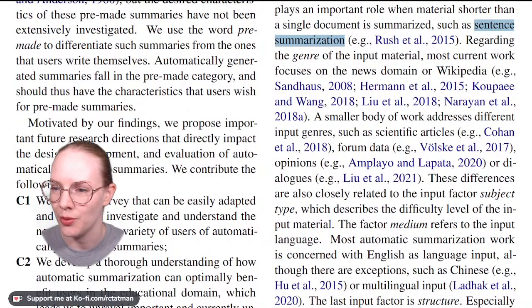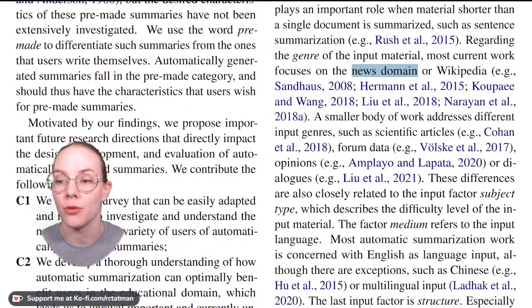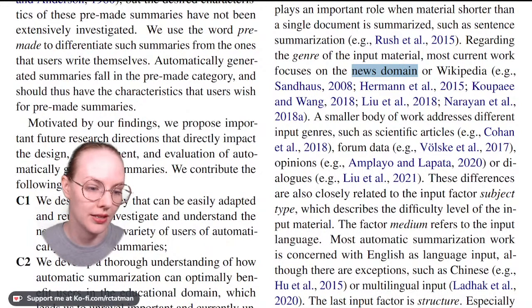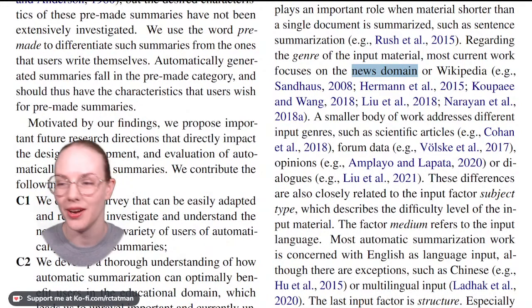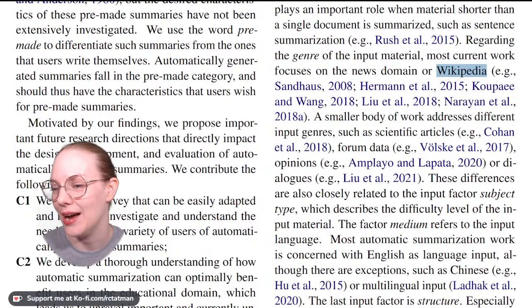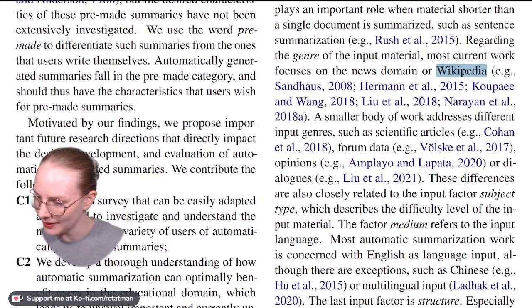Regarding the genre of the input material, most current work focuses on the news domain or Wikipedia. A couple reasons for this. A, there's a big commercial desire for news summarization. It's something that people tend to find very useful. And also, there's so much happening that there's a lot of news about it. So if you're trying to understand a wide variety of things, having each of those things discussed in a short way can sometimes give you broader reach. Although, obviously, you need nuance. Why do people use Wikipedia? Well, Wikipedia has very permissive data licensing, so you can do a lot of stuff with the data, and it's free, which news text isn't always.